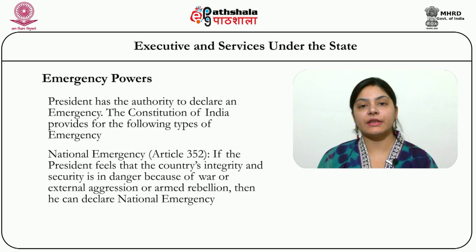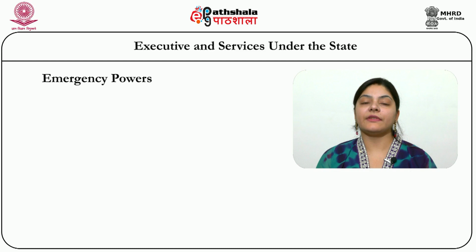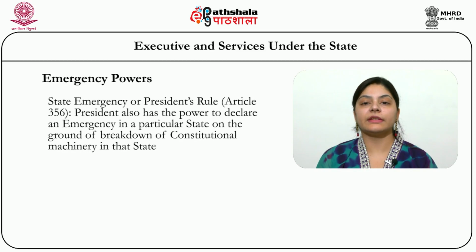The first one is national emergency, which is defined under Article 352 of the Constitution. If the president feels that the country's integrity and security is in danger because of war, external aggression or armed rebellion, then he can declare national emergency. Secondly, we have state emergency. We also call it President's rule. This is given under Article 356.